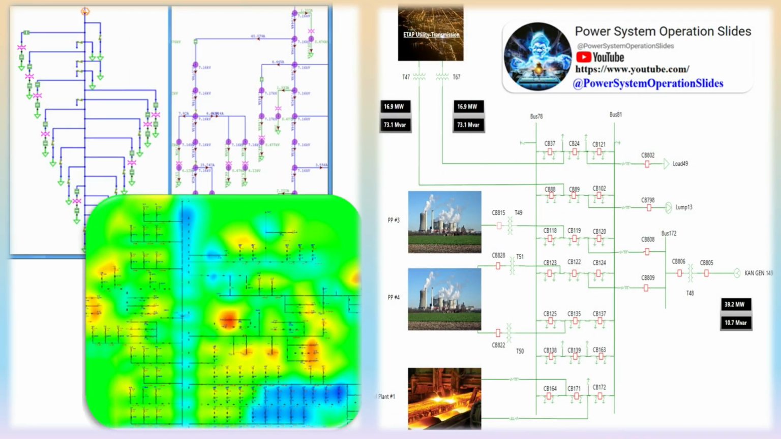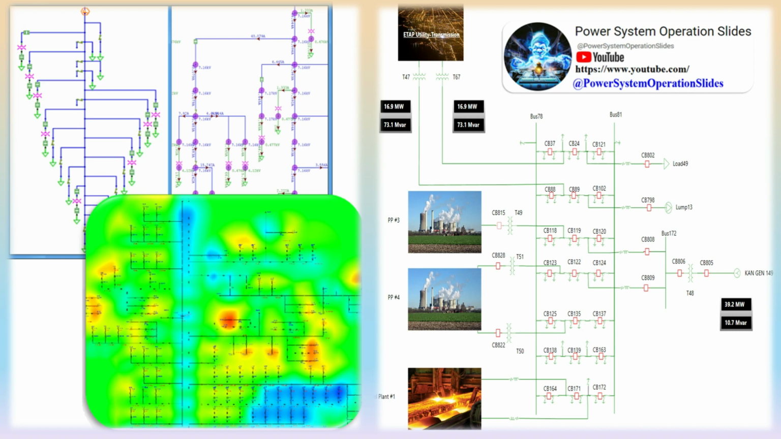Benefits of using single line diagrams. A single line diagram, also known as a one-line diagram, is a graphical representation of an electrical power system. It provides a simplified overview of the electrical components and their interconnections within the system. There are several benefits associated with using single-line diagrams in power systems.